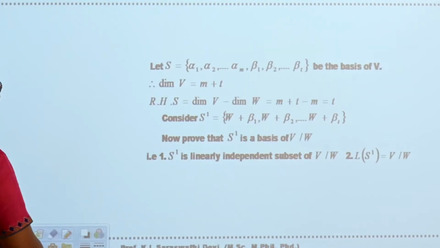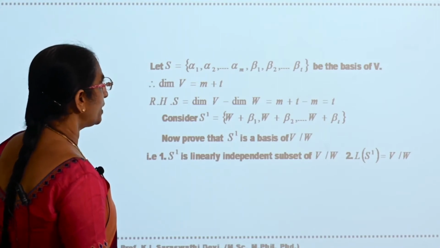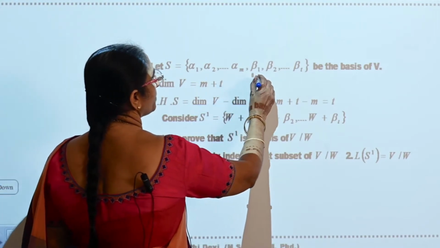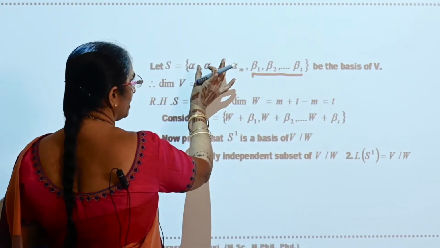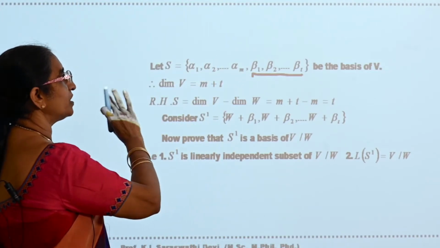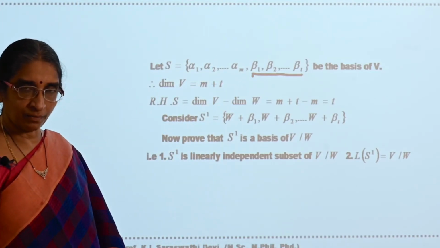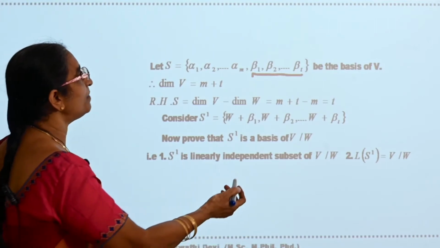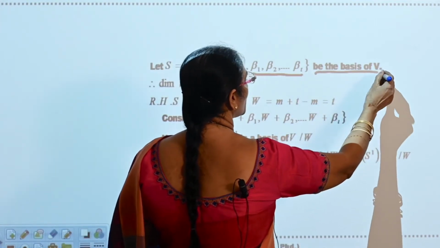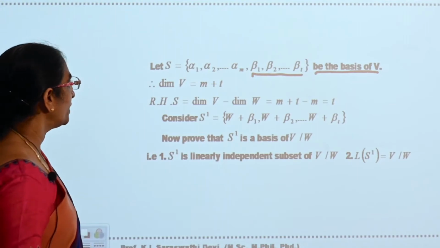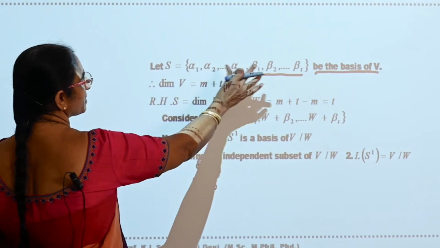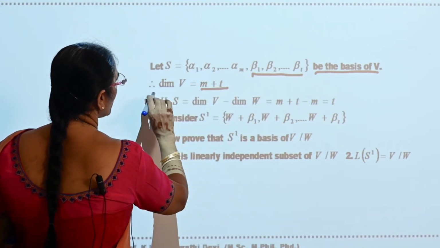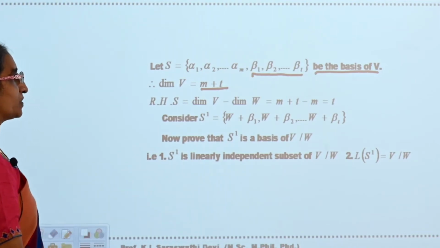Now see, you are adding some elements beta 1, beta 2, up to beta t to B, and you are saying it is the extended set of B and it will form a basis for V, because of the extension theorem. So the number of elements in the basis set of V is m plus t. So the dimension of V is equal to m plus t.